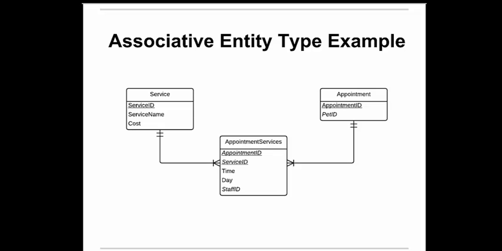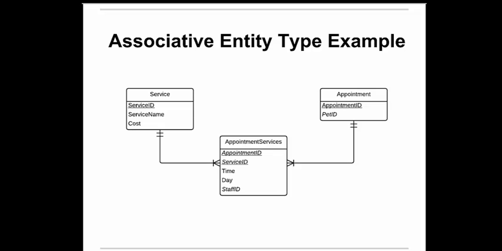Now, the reason we do this is that service and appointment have a many-to-many relationship. If we were to read that relationship in both directions, we would say that one appointment can have many services, and one service can be part of many appointments. When we have a many-to-many relationship, we need to break it down into 2 one-to-manys with an associative entity, and that's what we have here.